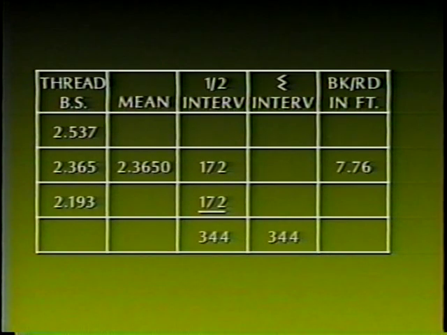Knowing that 1 meter is equal to 3.28083 feet, in our example, we can easily see that 2.3650 meters is then 7.76 feet. From this check on the back of the rod, we know the mean for the readings on the front of the rod, 2.3650 meters, has been made without error.